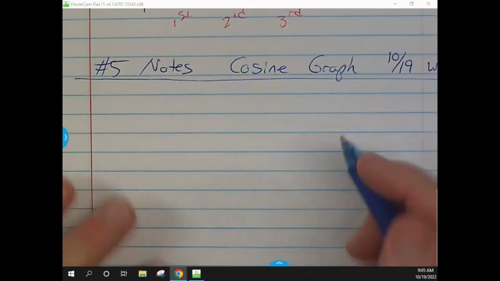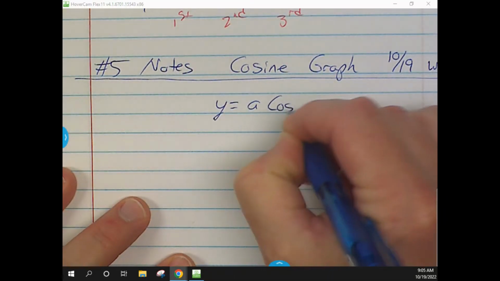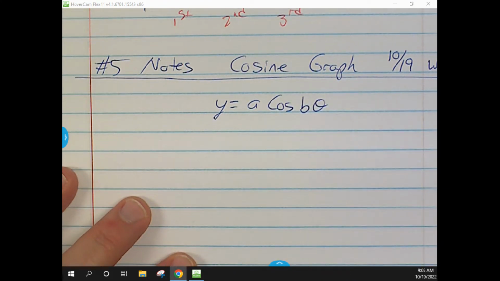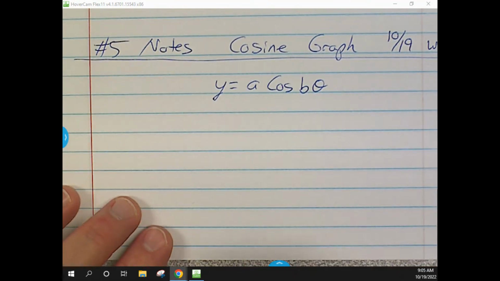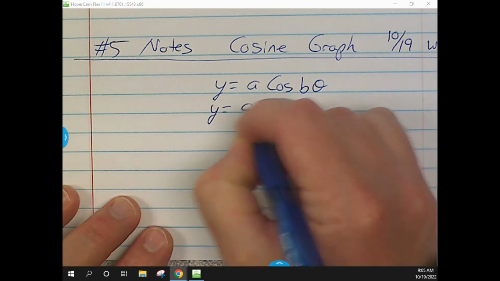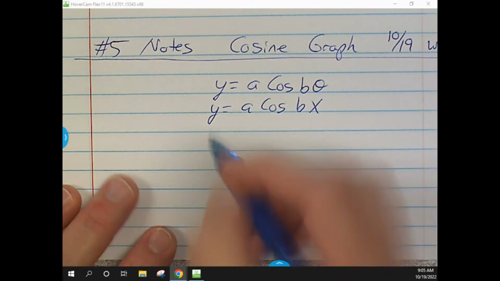So for cosine graphs, it looks almost exactly the same thing, but now instead of being sine, which we were doing for the number 4 notes, now it's cosine. So now it's just a cosine b theta instead of sine theta. And again, if you don't like the theta part, and again, they'll go back and forth. Just think about that theta as being x. So same thing.